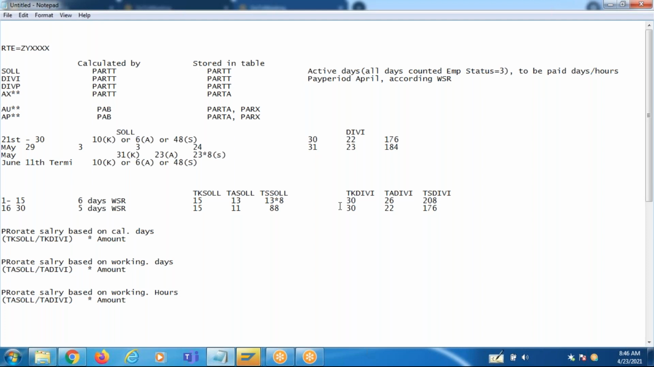What is the hourly rate in the first partial period? What is the formula for hourly rate? Amount divided by total number of hours. What is that number here? 8, sir.